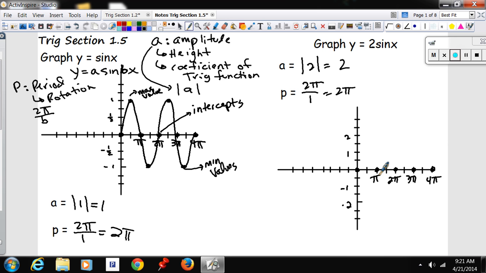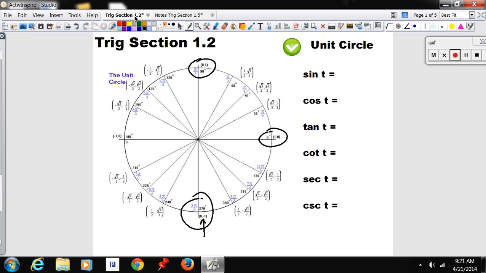Halfway between the first 2 intercepts is going to be a maximum value. Halfway between the next 2 intercepts is going to be a minimum value. Okay, we can see that when you look at your chart. I'll show you on the unit circle. Here's my 1 intercept. Here's my other intercept. Halfway between those is my maximum value. It's the same thing on your chart. Halfway between 0 and pi is your pi over 2, which is your maximum value.